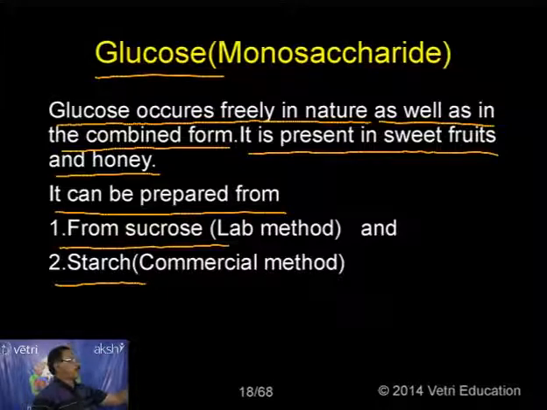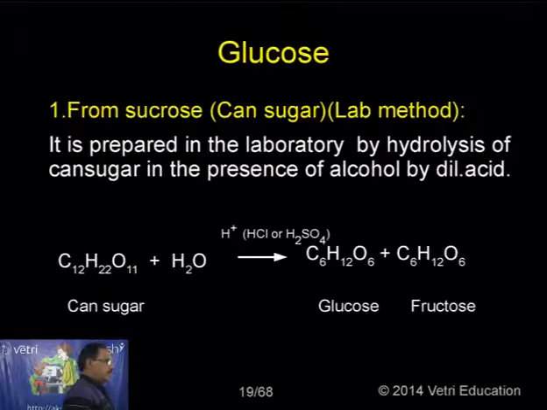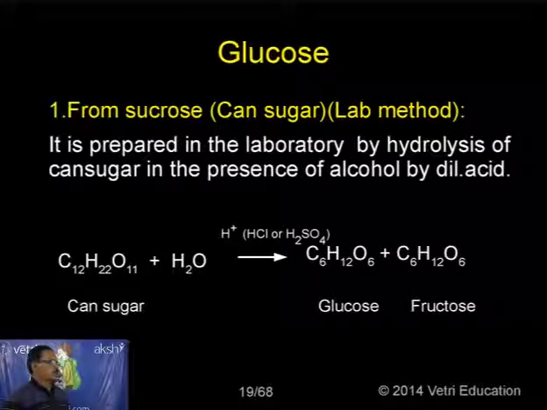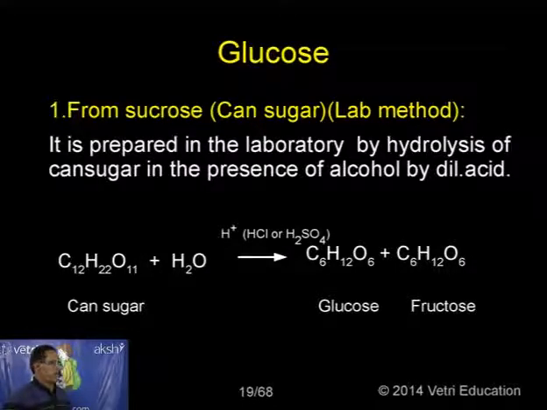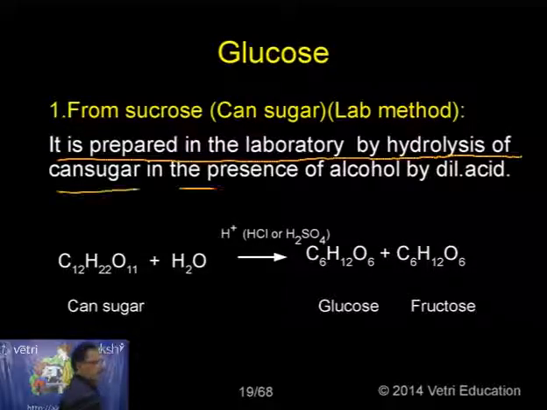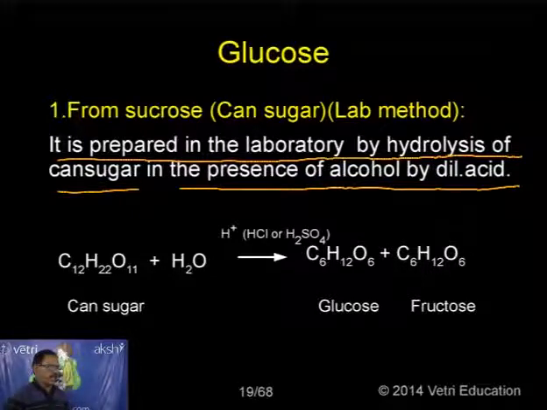Let me discuss one by one. First, let me take the preparation of glucose from sucrose by the laboratory method. So from cane sugar, that is nothing but sucrose, you can prepare glucose in the laboratory. It is prepared by hydrolysis of cane sugar in the presence of alcohol by dilute acid. HCl or sulfuric acid can be used.